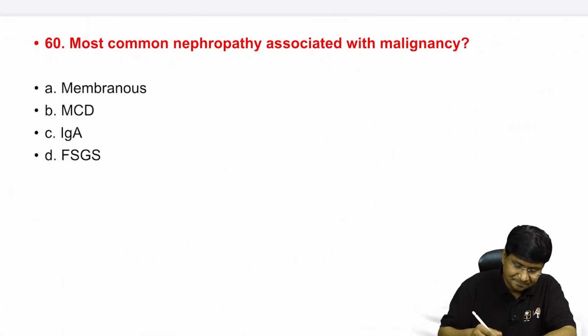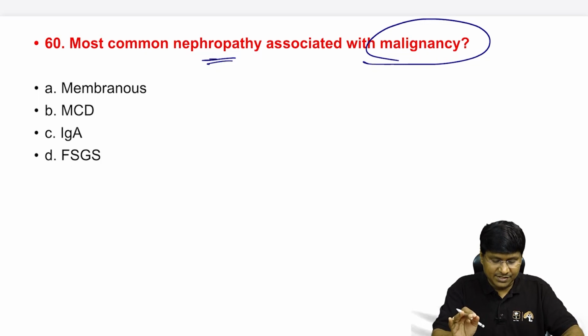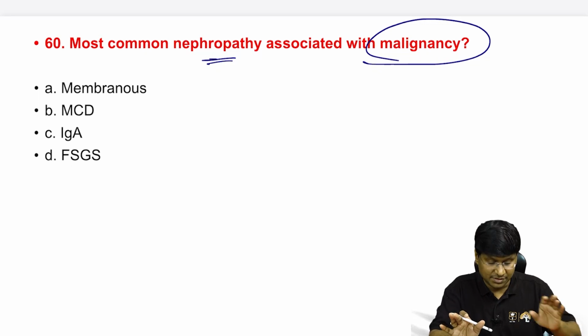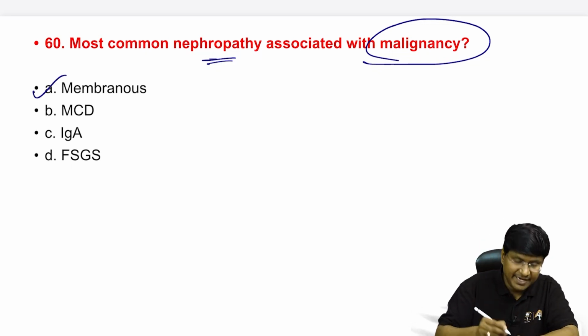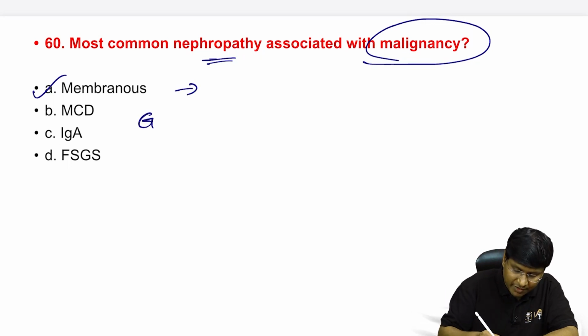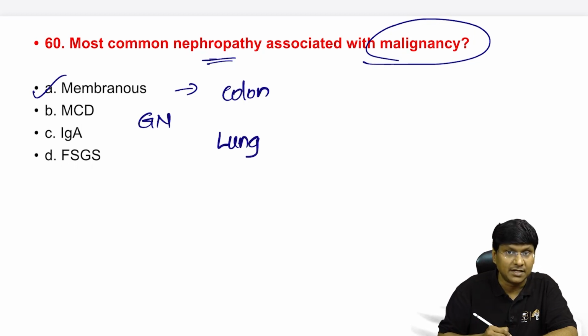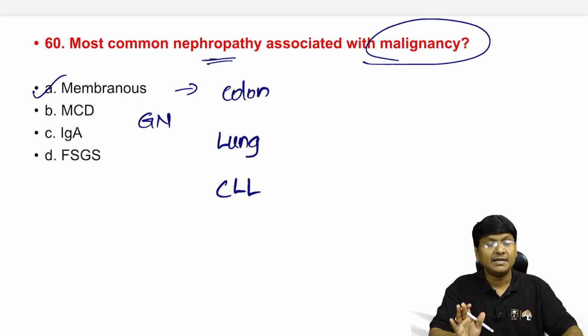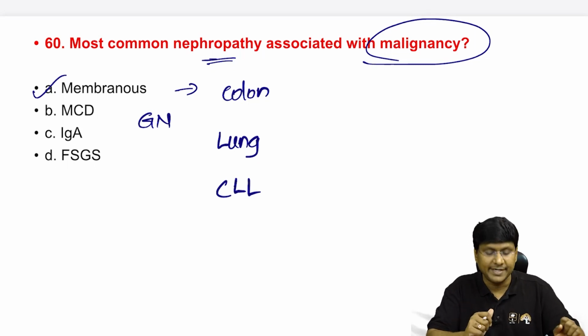Next question. Most common nephropathy associated with malignancy: membranous nephropathy, minimal change disease, IgA nephropathy, focal segmental glomerulosclerosis. It is membranous glomerulonephritis that can be associated with tumors of the colon, tumors of the lung, and hematological malignancies such as chronic lymphocytic leukemia.